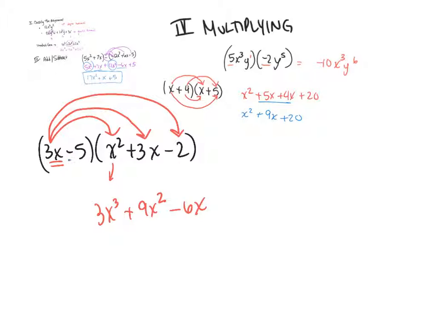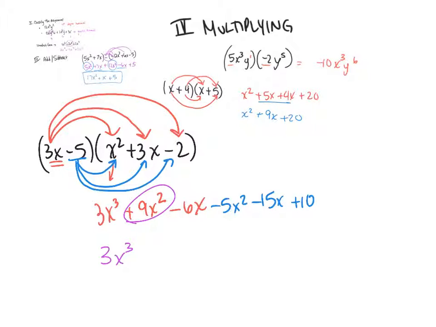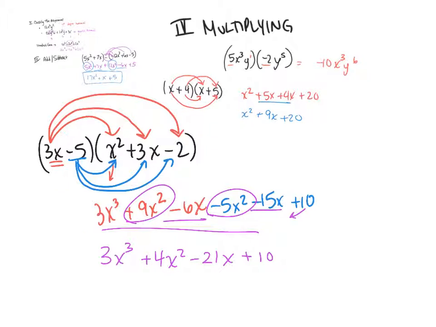And you're not done, because now you have to move over to the negative 5. Negative 5 times x squared is negative 5x squared. Negative 5 times 3x is negative 15x. Negative 5 times negative 2 is positive 10. And then you combine like terms and write it in standard form. 3x to the third remains. 9x squared minus 5x squared is positive 4x squared. Negative 6x minus 15x is negative 21x. And then that plus 10 just gets rewritten. And that's your final answer.